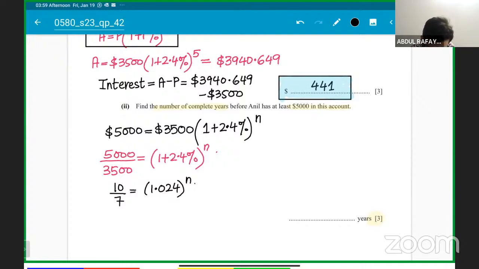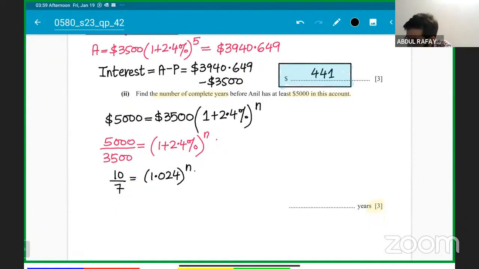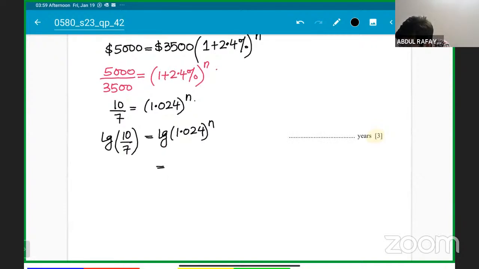Let me know. So how can you do it? You can apply logs as well. I think applying log will help here. So just apply log: log of 10 divided by 7 is equal to log of 1.024 to the power of n. So n will come down, and then this will be divided there. Let me do it in the calculator. Log 10 divided by 7 divided by log 1.024.